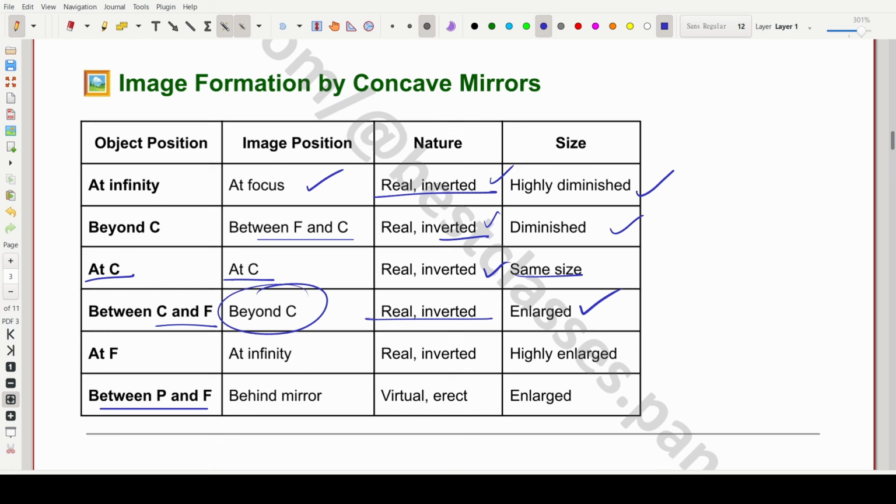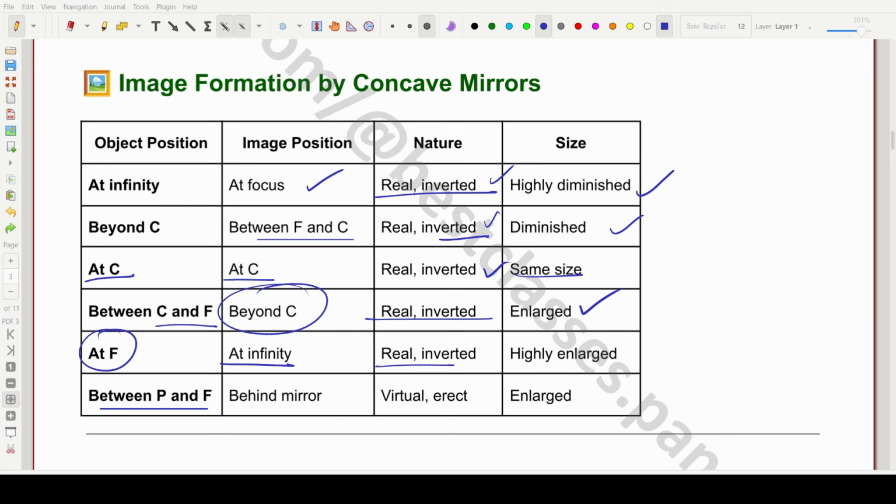So I will show the simulation. You can observe once again. When the object is at the focal point, the image will be at infinity, real, inverted, and infinitely big. Here it appears highly enlarged, but actually it is infinitely big. So I will show that once again. Observe the different positions again.